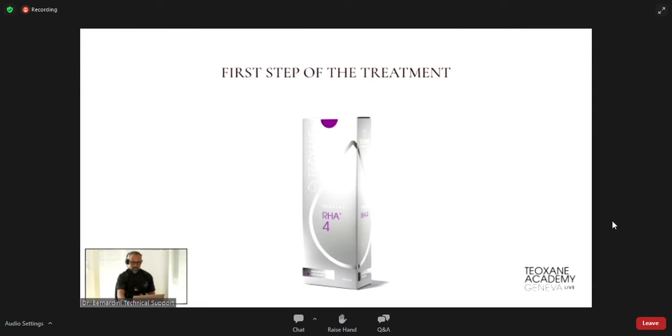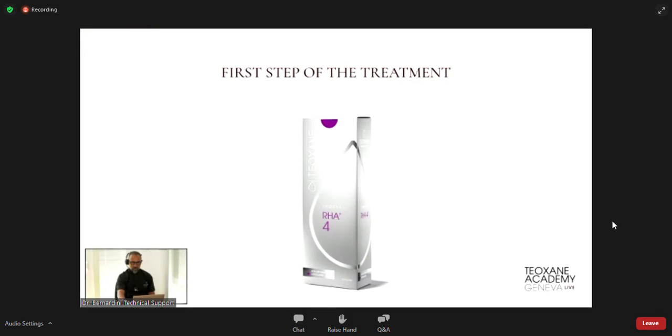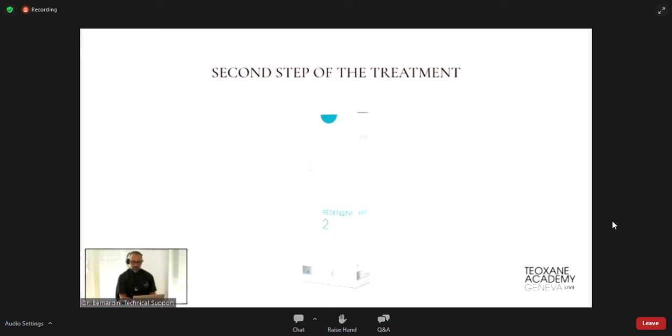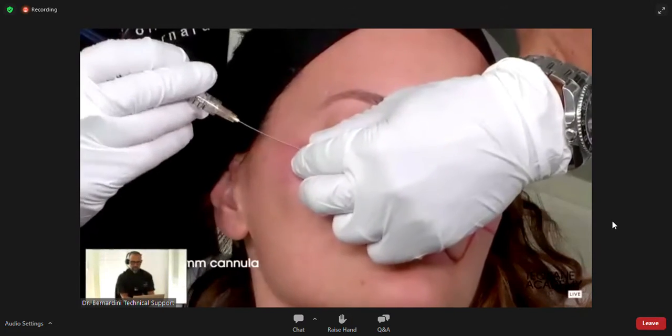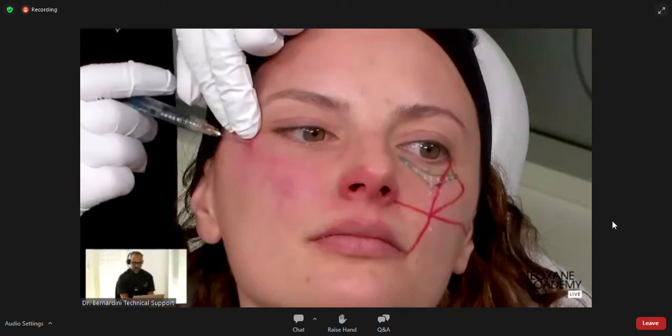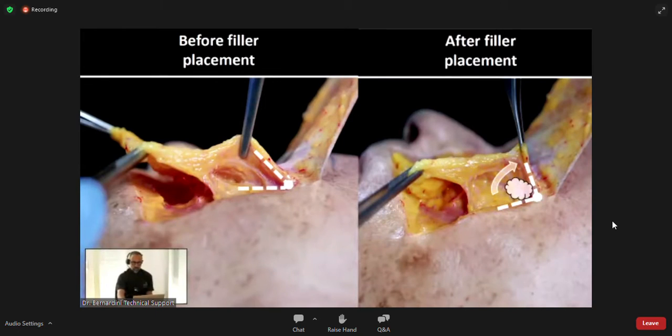We'll skip that. But we do use two different fillers here. For high G prime, I use RHA4, and for the second part, I use Redensity 2, because it's basically the most important filler, being up to now the only filler dedicated to the infraorbital region. So you will be seeing me doing this. I don't want to take any time off the live injection, but you will see me doing exactly what I'm doing here, and I'll explain what we try to do.